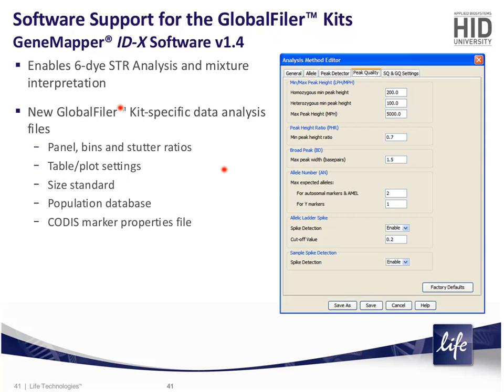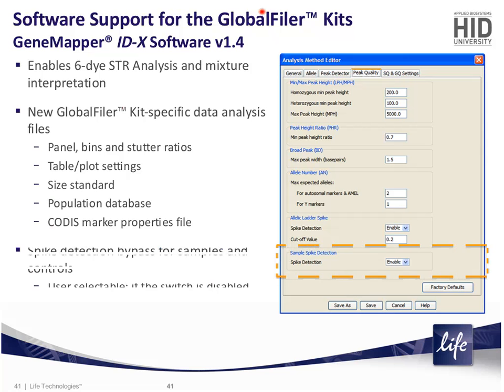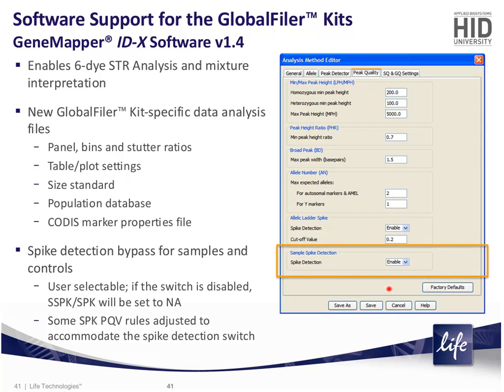We've updated a lot of the specific analysis files within the system, such as the panels, bins, and stutter ratios, some of the table and plot settings to accommodate the wider range of the system compared to the Identifiler kit, for example, new size standard definitions to support the chemistry. A new population database will be made available online once the kit is released and our population studies have been completed. And also, the CODIS marker properties file has been updated to include all of the new loci within the system. We've also taken the opportunity to add a sample spike detection switch within the software.